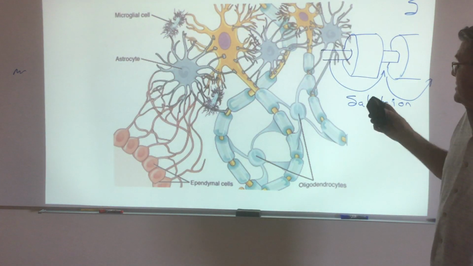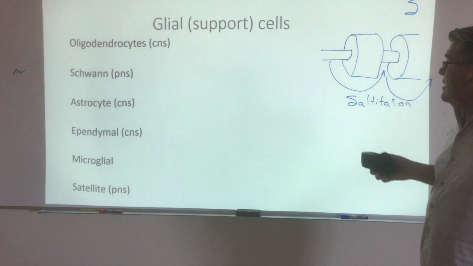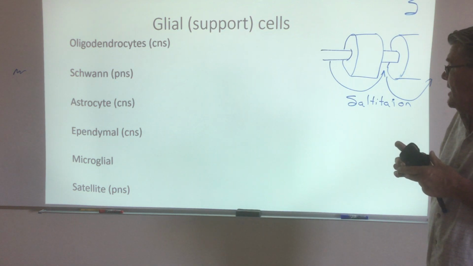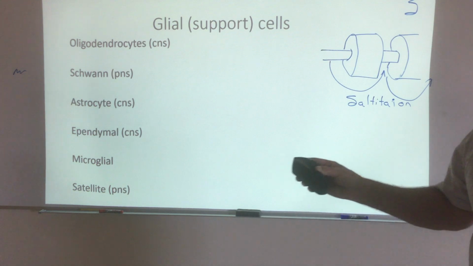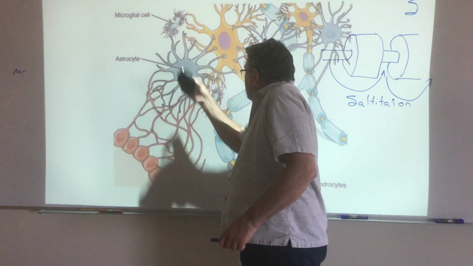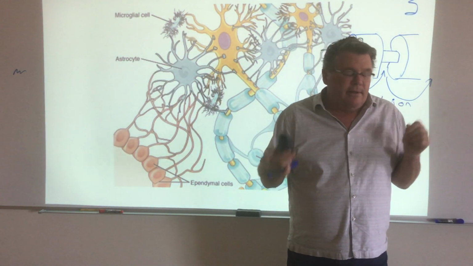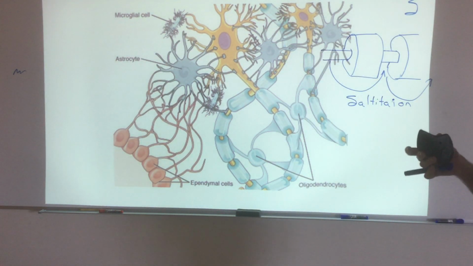Let's go back to this hodgepodge of different cells that are involved in the nervous system. So we've hit oligodendrocytes, Schwann cells, astrocytes, ependymals. So we've got microglials. Let me give that image. There's a microglial labeled up here. Here's one that's not labeled. Microglials are simple. They're macrophages. They're eaters. They're white blood cells. But we call them microglials because they happen to be in the nervous system.